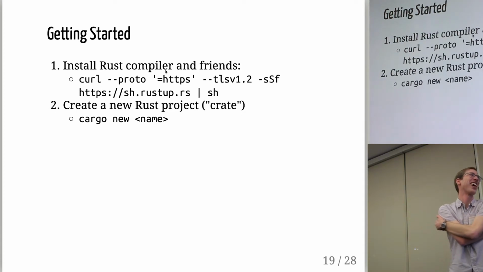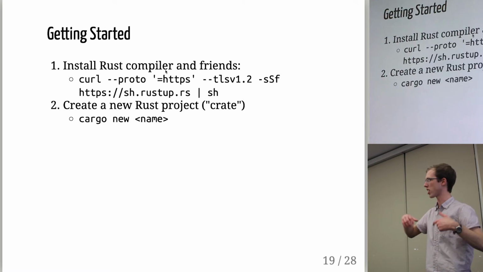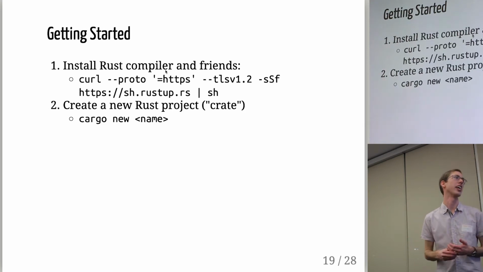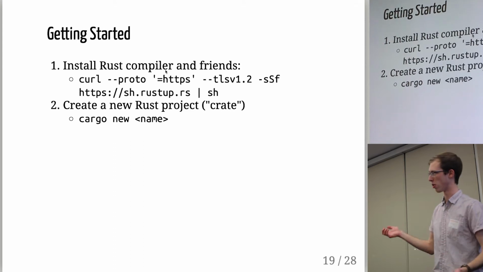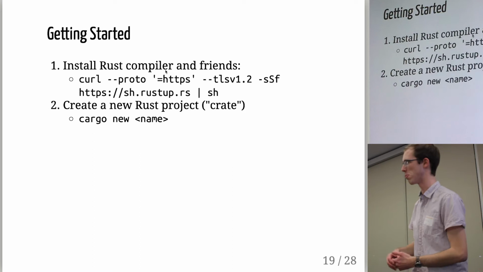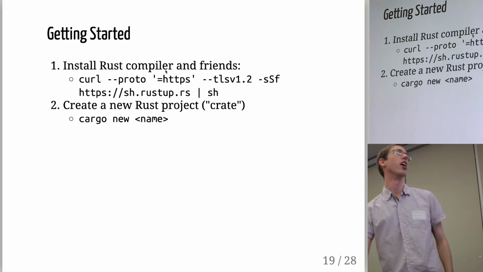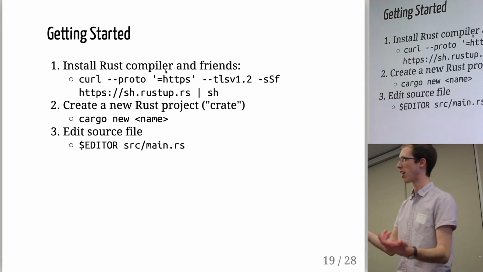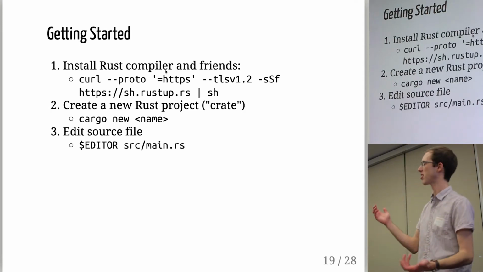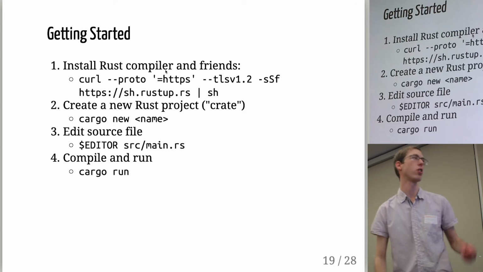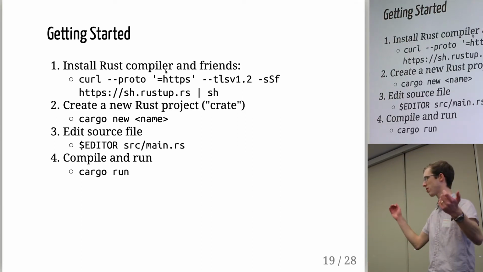I didn't know that. Okay, and then, like I mentioned, a project in Rust is called a crate. Why? I don't know. It's cute. And so to create a new one, use the cargo tool, and you say cargo new, right? This is very familiar, npm or whatever else. And then you edit your file, main.rs. Oh yeah, rs is the extension for Rust files. And then you compile it and run, just cargo run.